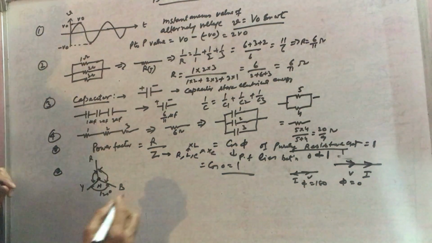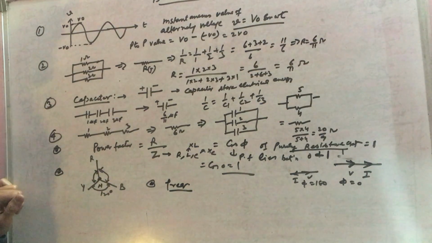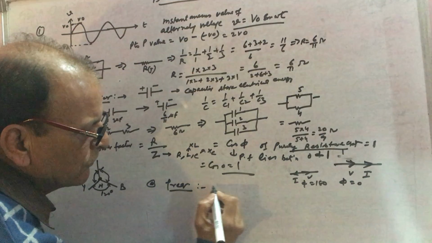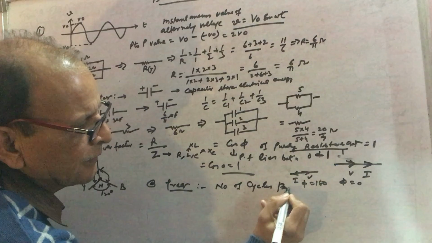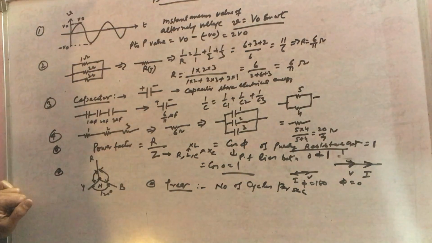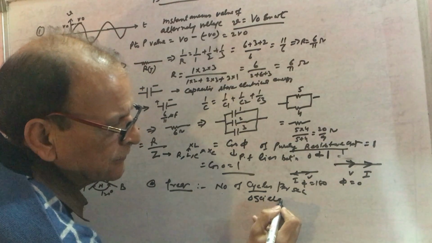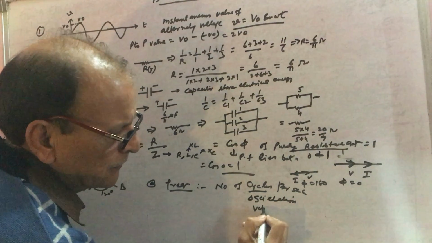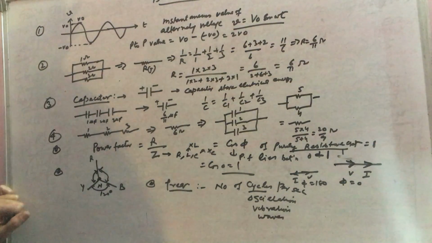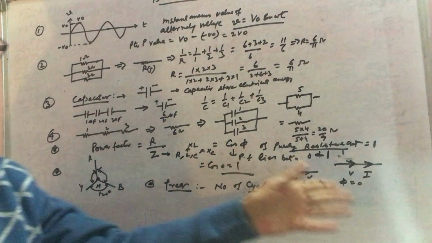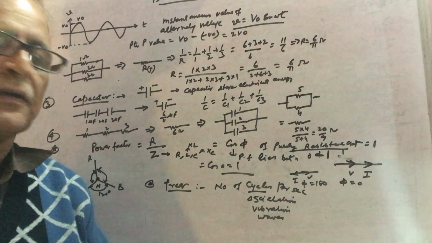Now, what is frequency? Frequency can be defined as number of cycles per second. So in place of cycle, oscillation can be written, same thing. Vibration can be written, same thing. Waves can be written, same thing. So number of oscillations per second, number of vibrations per second, number of waves per second is called frequency of the system.